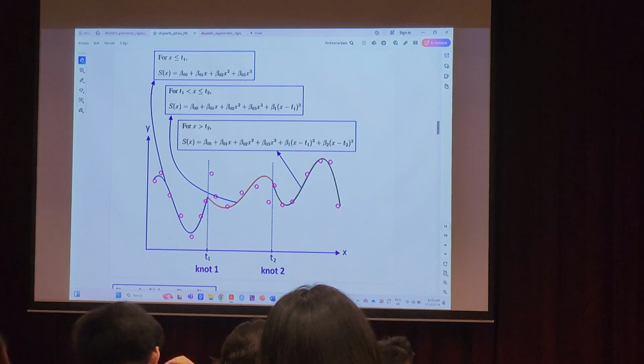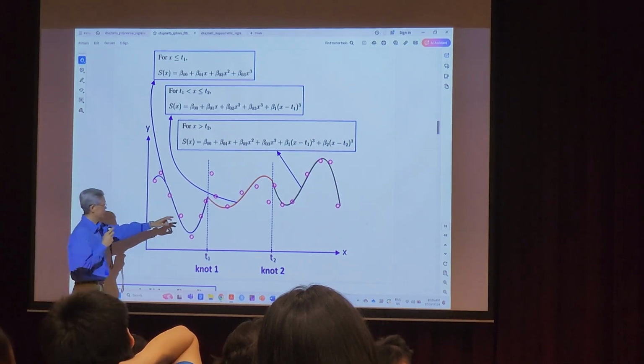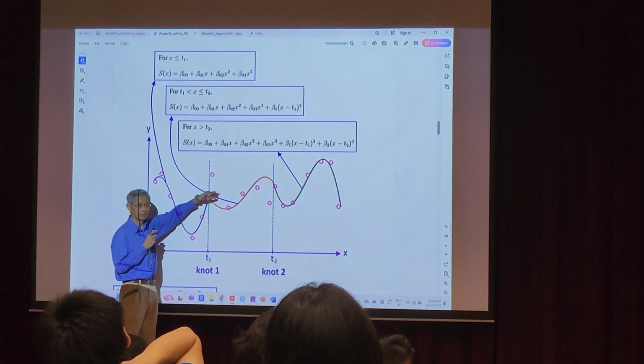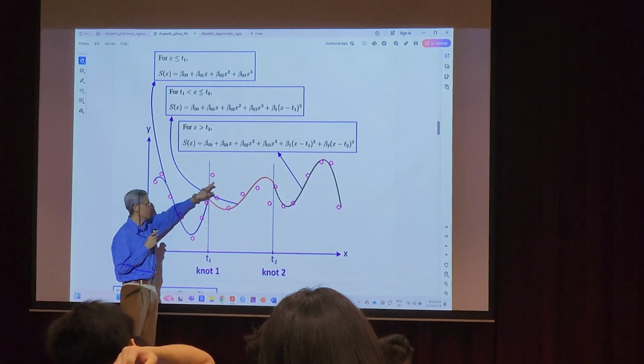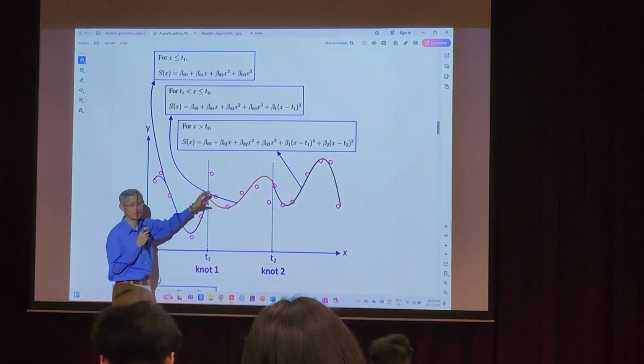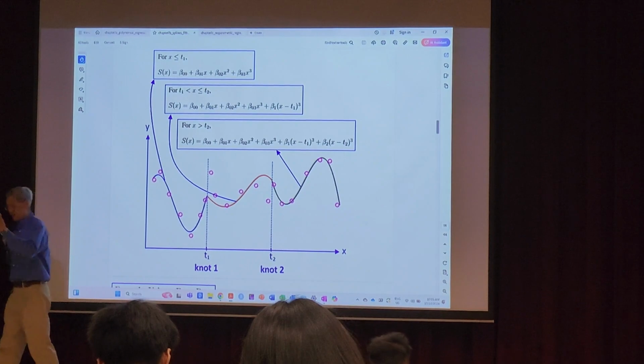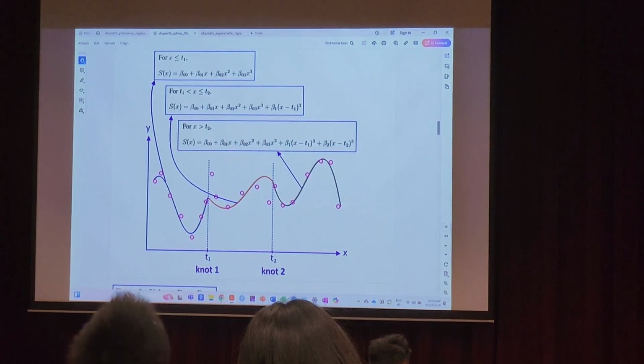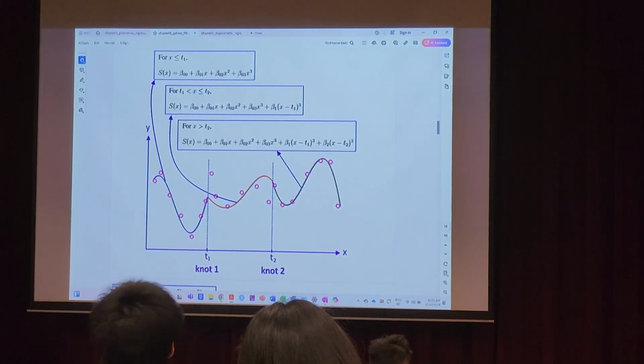Now, if you force your polynomial to coincide at the nodes, you're going to give up something. The fit in the middle segment, and this segment might be affected. If you relax this condition, say you allow discontinuity, then you will get a better fitted model.